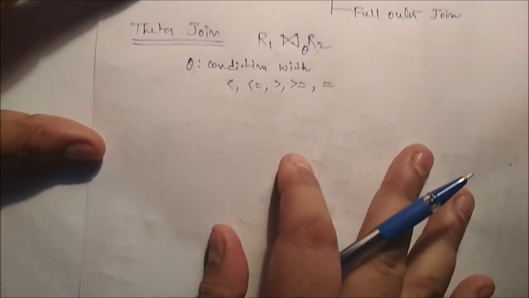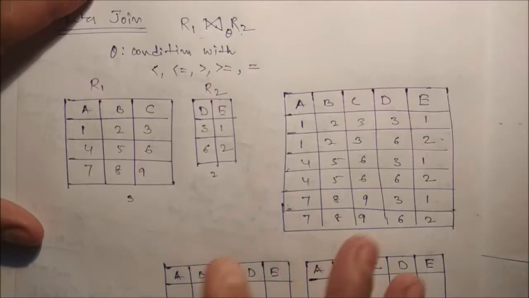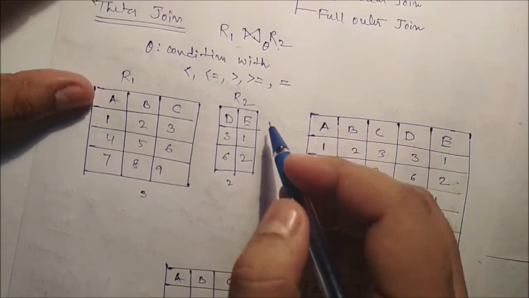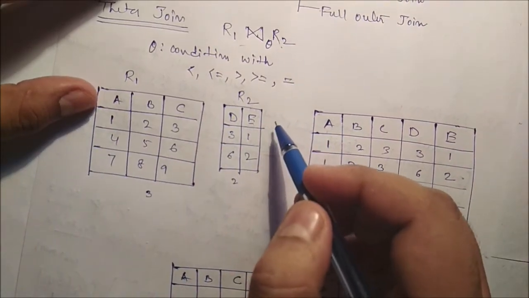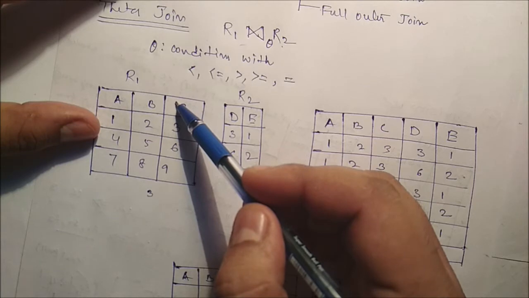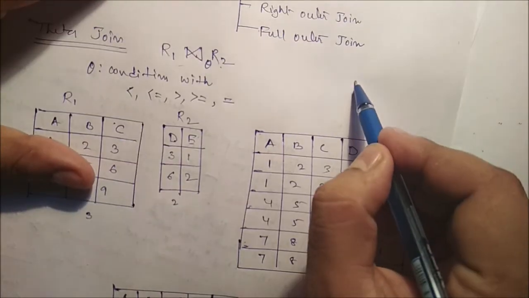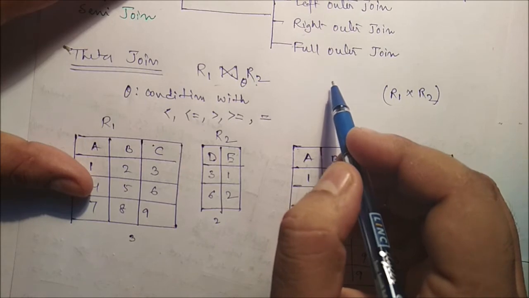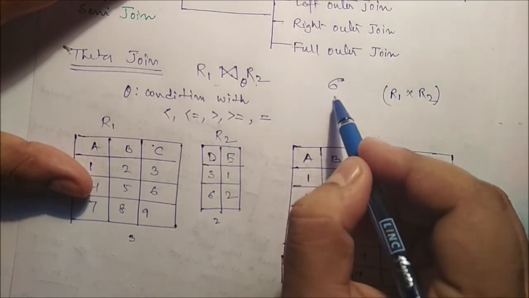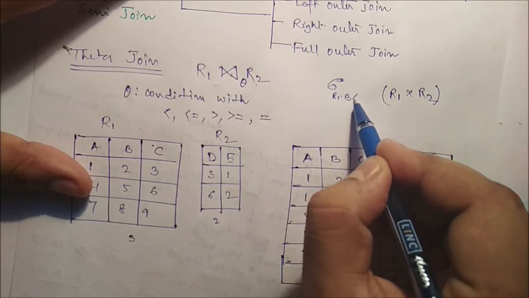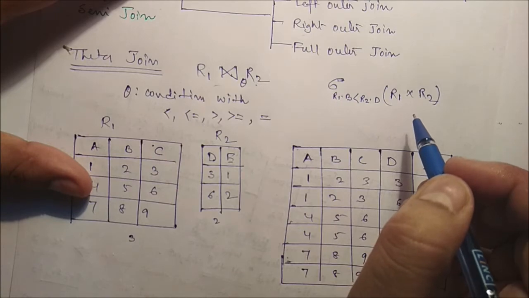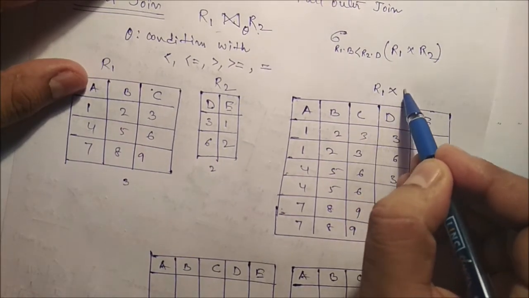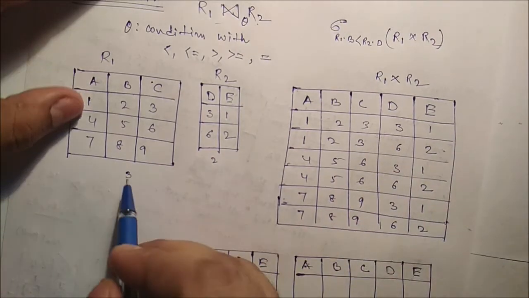Now we can see one simple example. Suppose two relations are there, R1 and R2, and we need a table where we merge these two tables where the value of B is less than the value of D. That means first we apply the Cartesian product, and the condition is to select the rows where R1.B is less than R2.D. The Cartesian product R1 × R2: R1 has 3 rows and R2 has 2 rows.